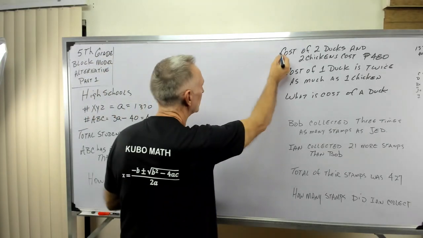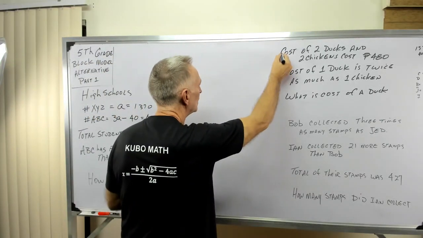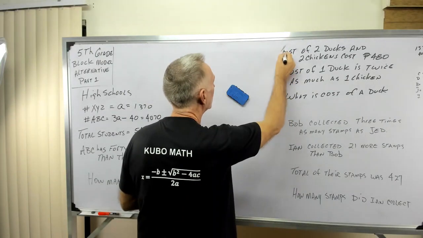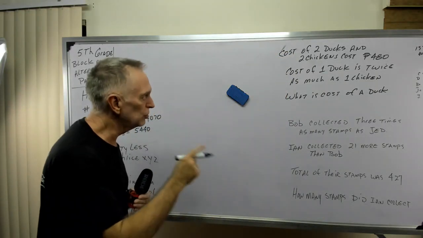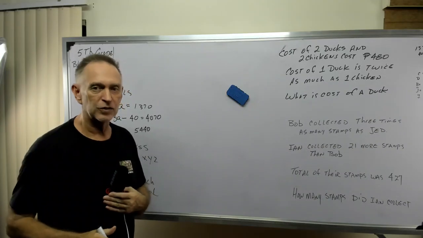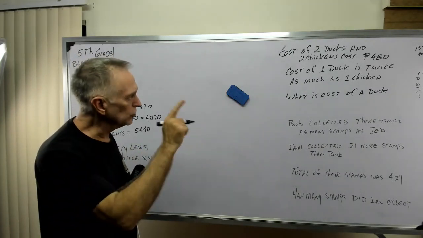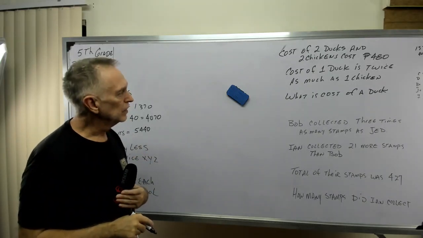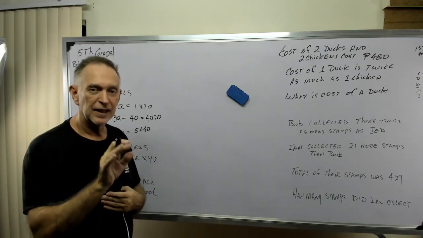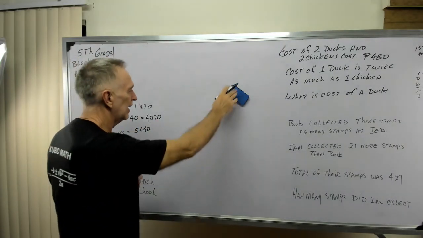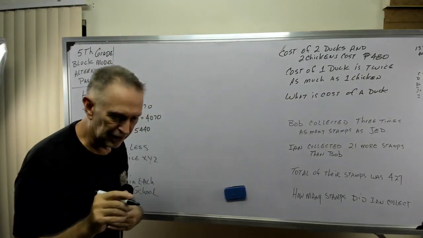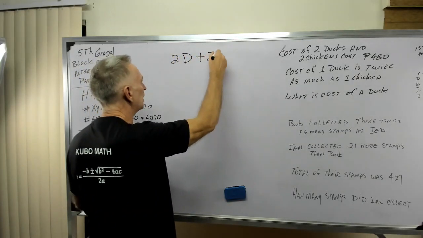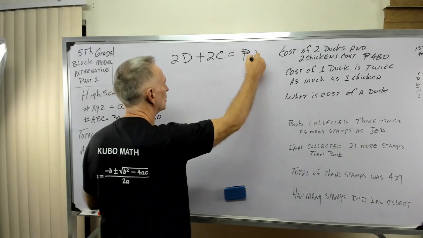All right, I'm going to read this problem first, if I don't make a mess out of it. The cost of 2 ducks and 2 chickens cost 480 pesos. We're at the market. Okay, the cost of 1 duck is twice the cost of 1 chicken. What's the cost of a duck? Now then, I'm going to read that again, and I'm going to write as I go through this. It said 2 ducks plus 2 chickens equals 480 pesos.